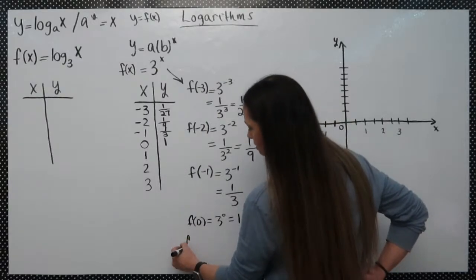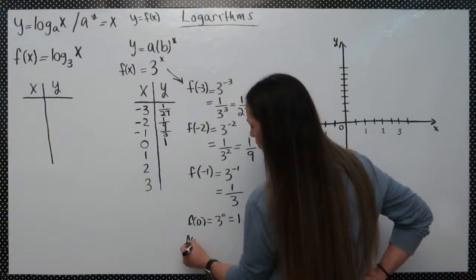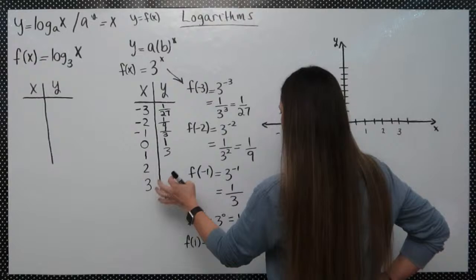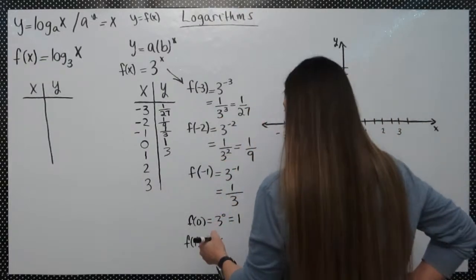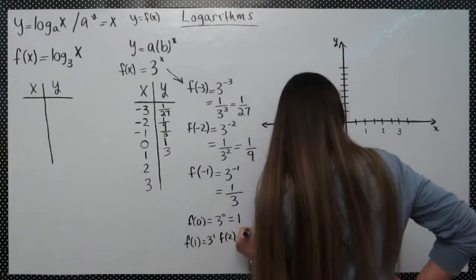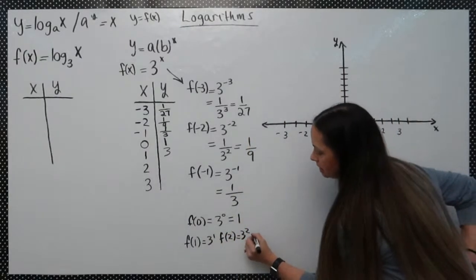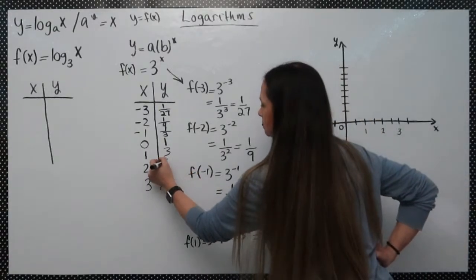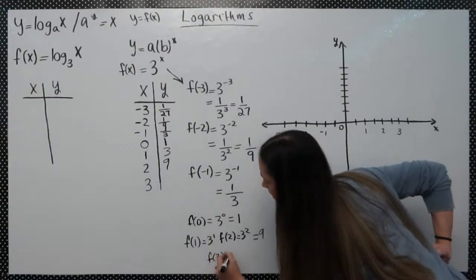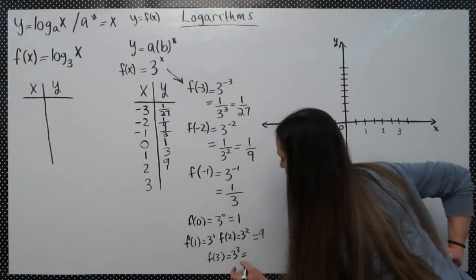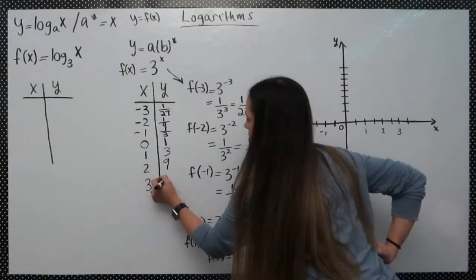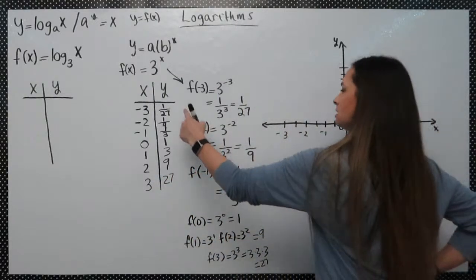And then f of 1 is 3 to the first power, which is just 3. And then it's going to get really big really quick. It's going to go to 27. So f of 2 is 3 squared, and that is 9. And then one more in here, f of 3 is going to be 3 cubed, which is 3 times 3 times 3, which is 27. And you can kind of see the symmetry here.